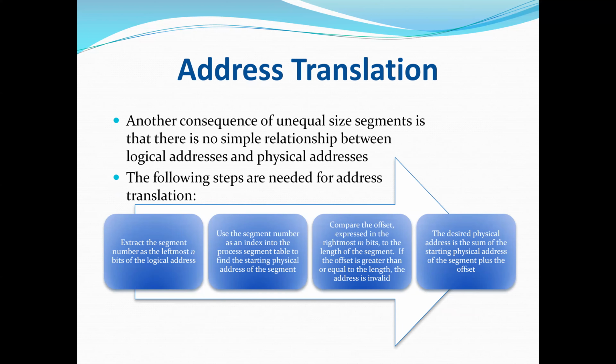We also have address translation. Another consequence of unequal size segments is that there's no simple relationship between logical address and physical address. So we extract the segment number as the leftmost n bits of the logical address. Then we use the segment number as an index into the process segment table. Then we compare the offset, expressed in the rightmost m bits, to the length of the segment.